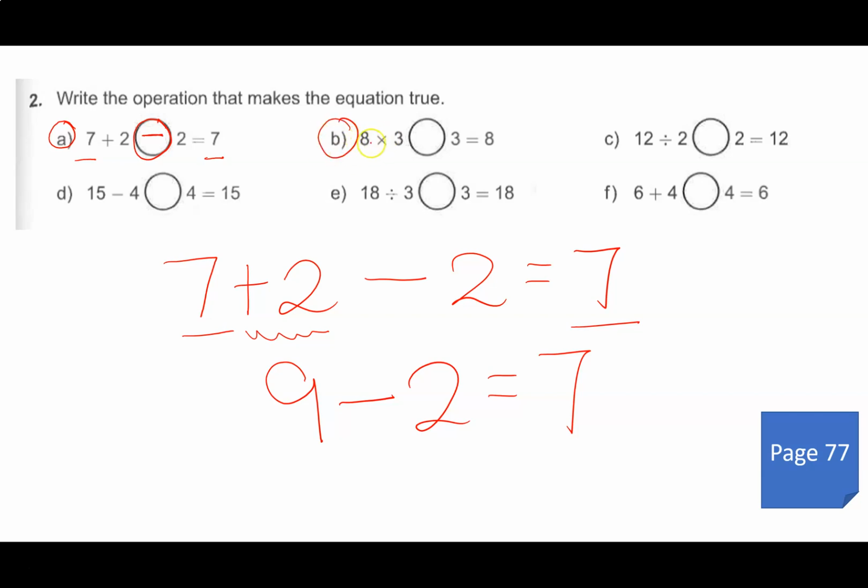8 times 3, missing operation, 3 equals 8. So 8 times 3 we know is 24. What do we need to do to 24 to get back to 8? Well, we need to do the inverse of multiplication. Remember, multiplication and division are inverses. So if we multiply by 3, we must divide by 3 to get back to the number 8. I would like you to try C, D, E, and F.